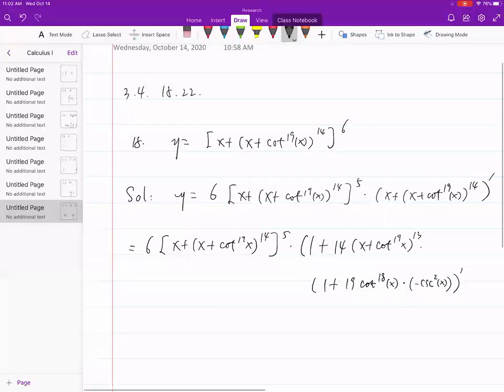That should complete everything. This parenthesis goes with this. And this parenthesis goes with this. Okay, that's number 18. Looks all right? Cool, let's try 22.